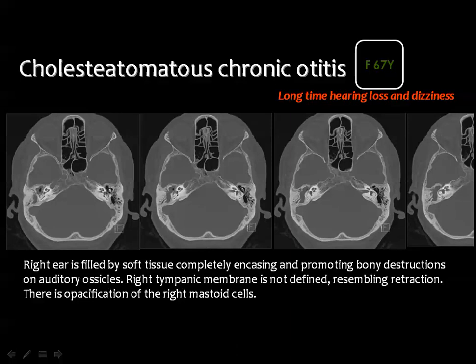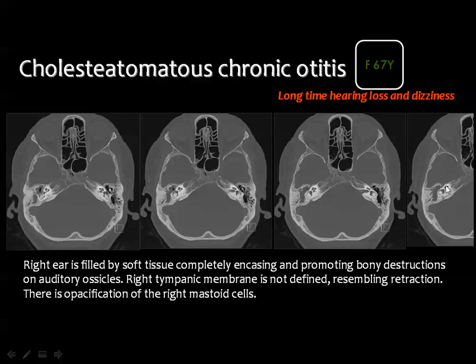Then here is another example of cholesteatoma secondary to chronic otitis media. On the right side, you can see that the middle ear cavity is almost totally obliterated by soft tissue density, and you do not see the ossicles in all these images, meaning that they are totally eroded.